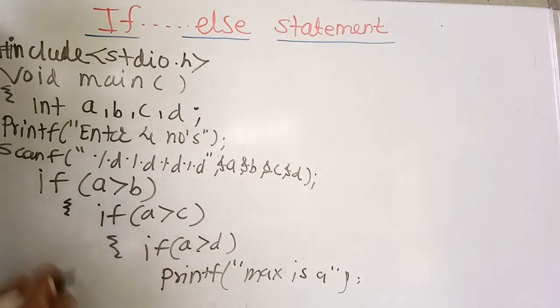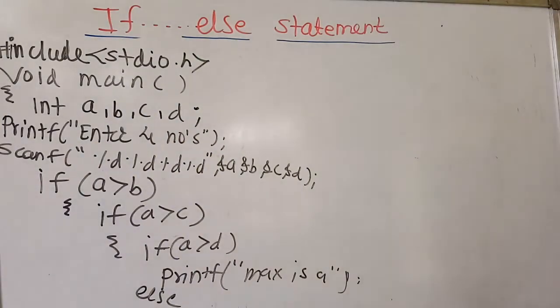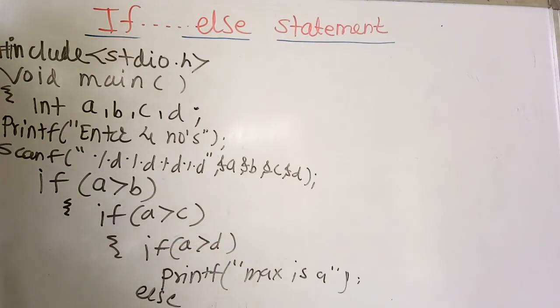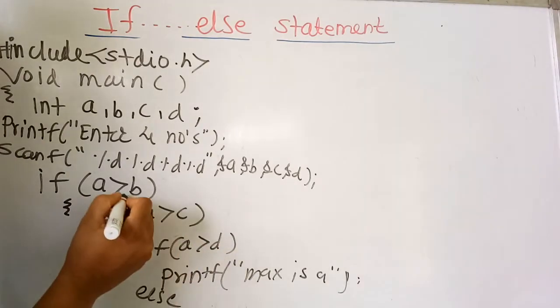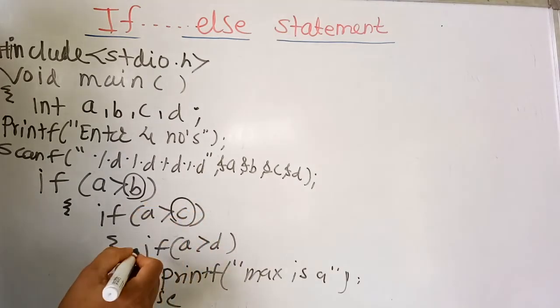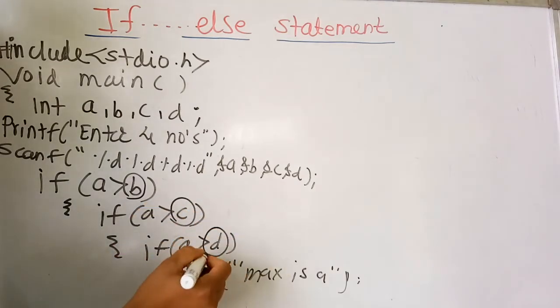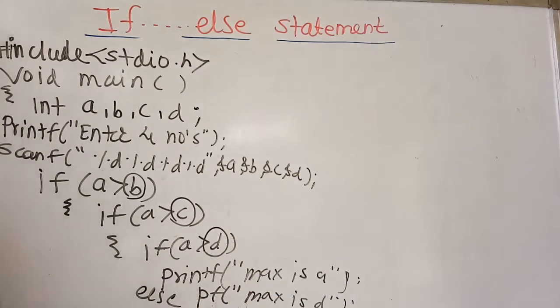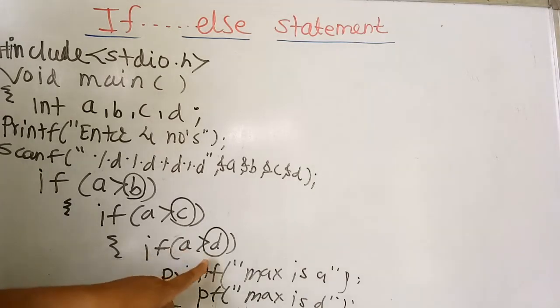But if this fails, meaning if A is greater than D fails, meaning A is not greater than D. In this situation, as A is greater than B and greater than C, but it is not greater than D, obviously D is greater than A. So we will here print max is D. But if we have calculated this if-else, meaning if A is greater than D, and again if it fails, then it will be executed like this.